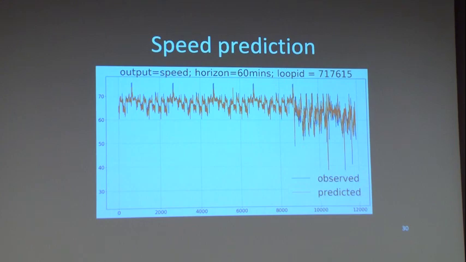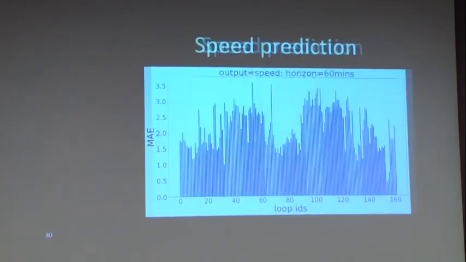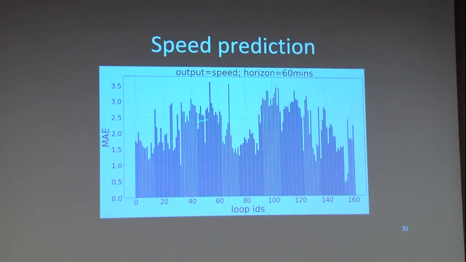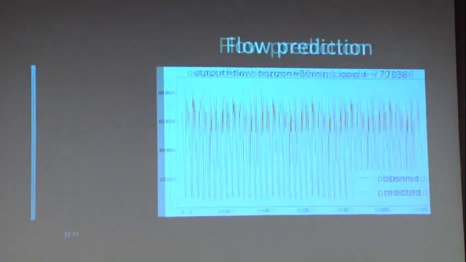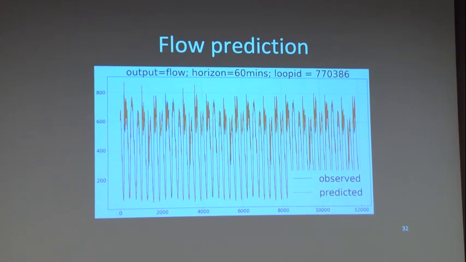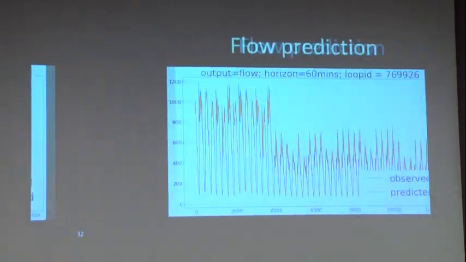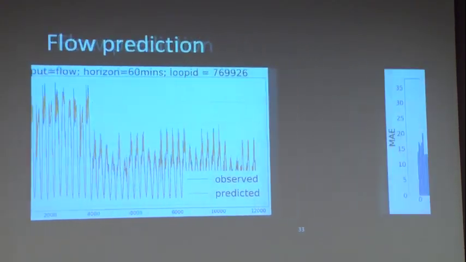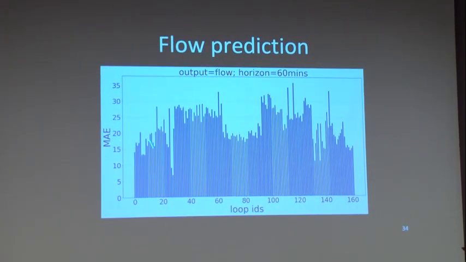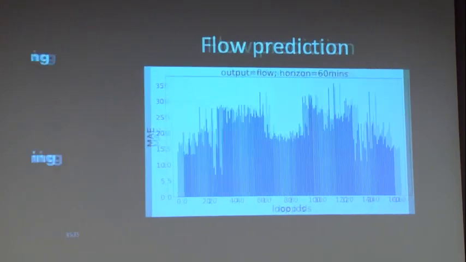This is, again, for speed for a different location, but with a different sort of variance. And overall, we have 160 detectors, and mean absolute error on all of them is less than 4 on speed. So on an average, it was doing really well. Similarly, for the flow, that is the number of vehicles that passes through that particular location, we have pretty good results, and the mean absolute error is less than 40. So remember, the scale is in the order of thousands.